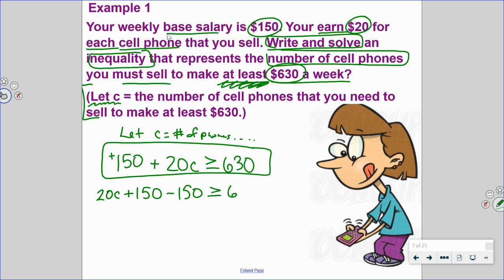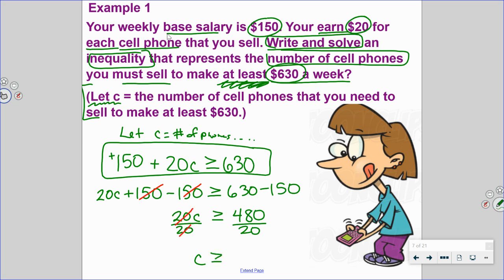And naturally, anytime you add or subtract, it never changes the inequality symbol. In this case, 150 and negative 150 cancel out, leaving us with 20C greater than or equal to 480. But naturally, if we want to isolate the variable, we're going to divide both sides by 20. Notice that when we divide by 20, the inequality sign does not flip around. It is a positive 20.